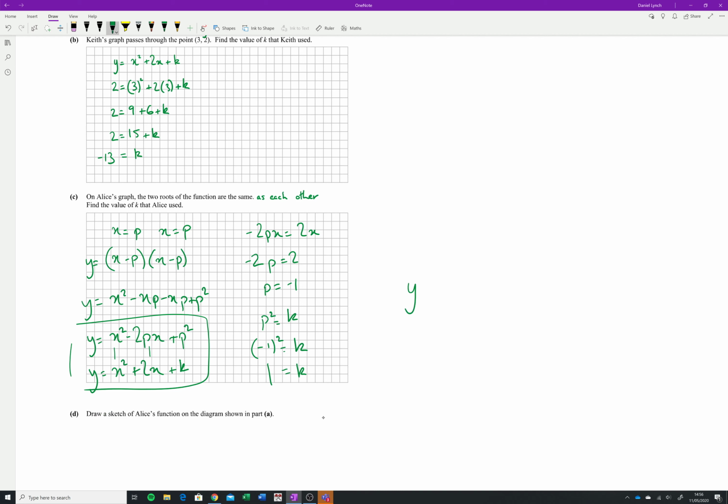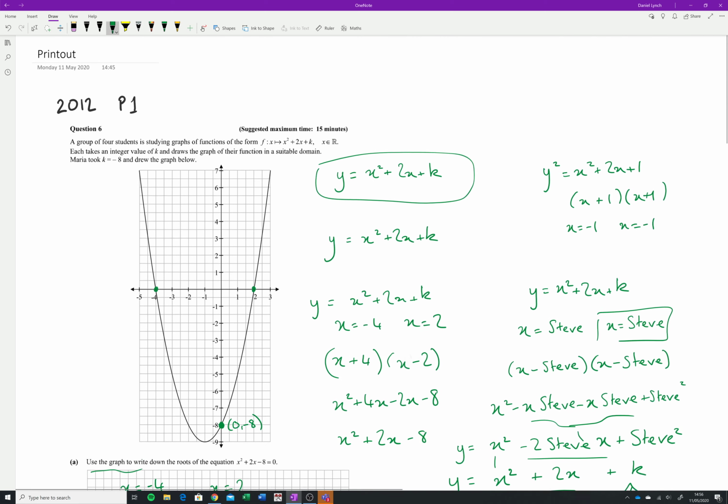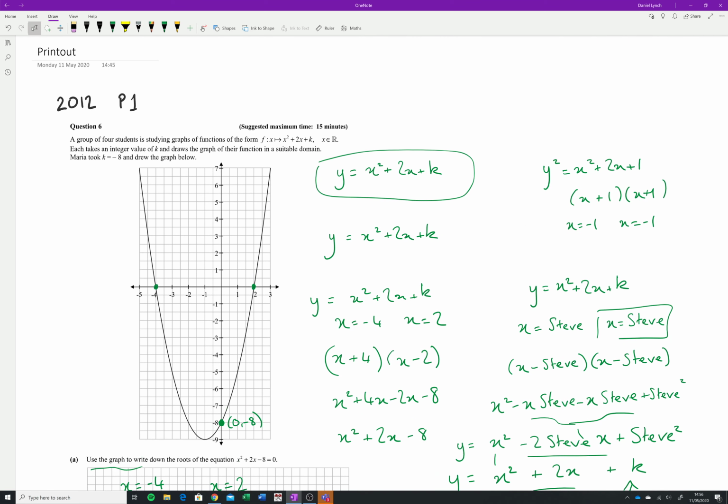k is, if you have y equals x squared plus 2x plus k, if you've got y equals x squared plus 2x plus 1, it means that when x is 0, y is 1. So we know that that is a point on it. When x is 0, y is 1. That is a point on the graph.